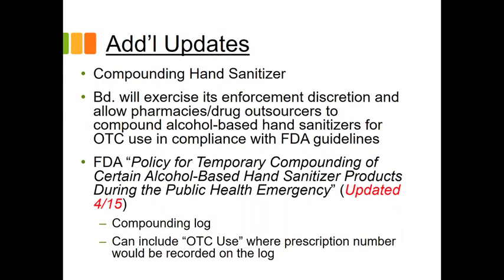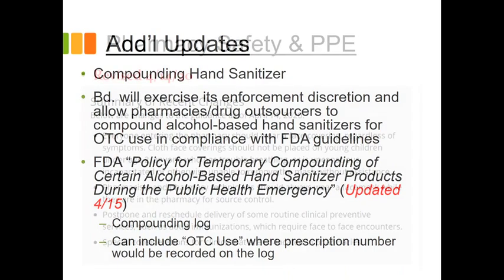If you are compounding under 20 CSR 2220-2.400, you should be recording it in your compounding log. And you can include OTC use where you would normally put a prescription number, because you wouldn't have one in this case, but please remember your compounding log requirements.